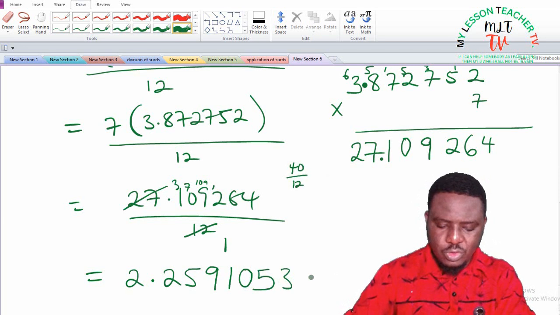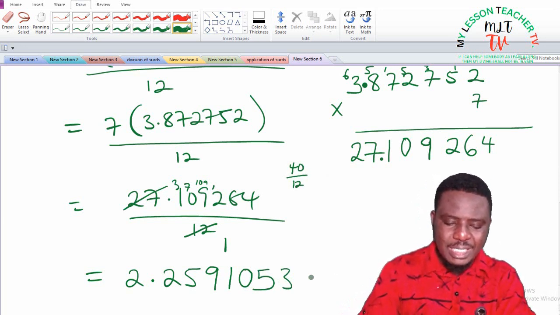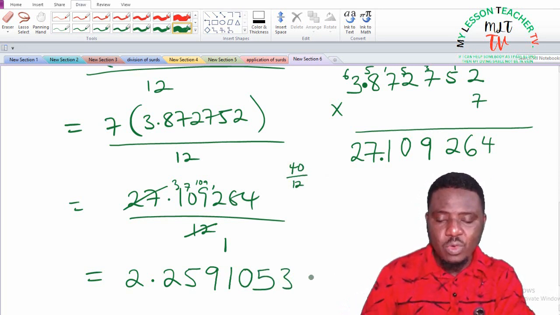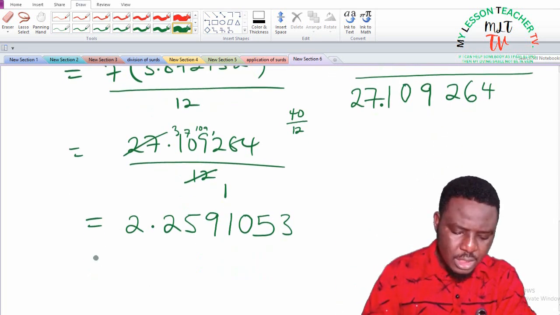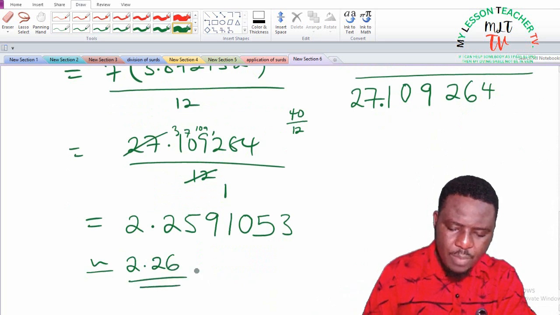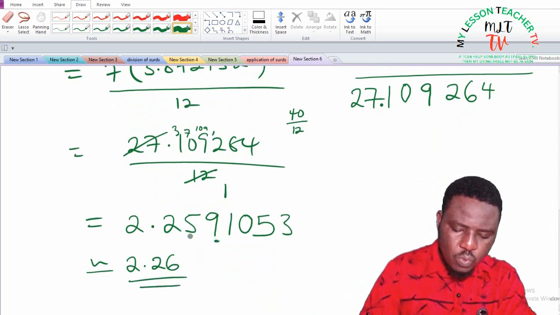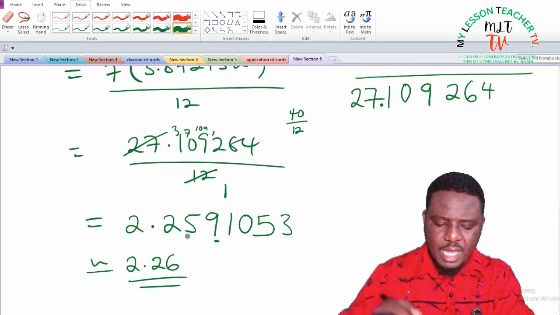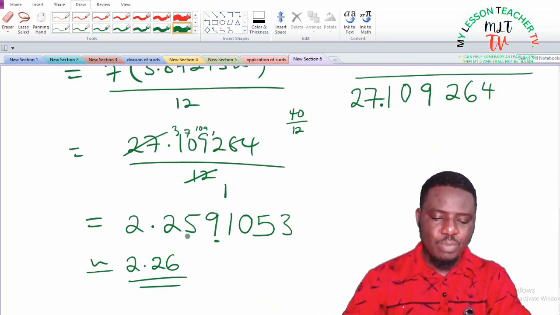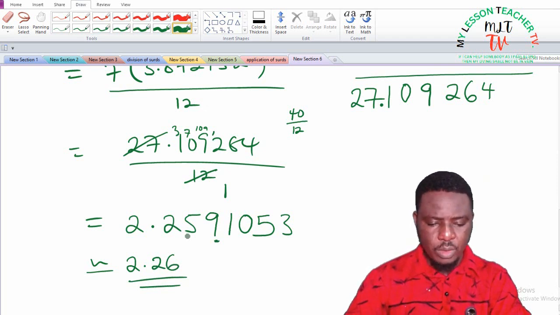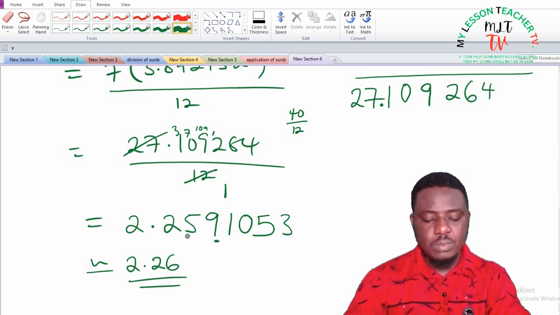And it continues. But we have exceeded the 3 significant figures we are expected to leave our answers. So you can stop at this point and approximate it. So this is approximately equal to 2.26. When you approximate 9, you add 1 to 5. And that gives you your answer. So to make it simpler, as you work, you can then use your calculator as an aid to fasten your division.